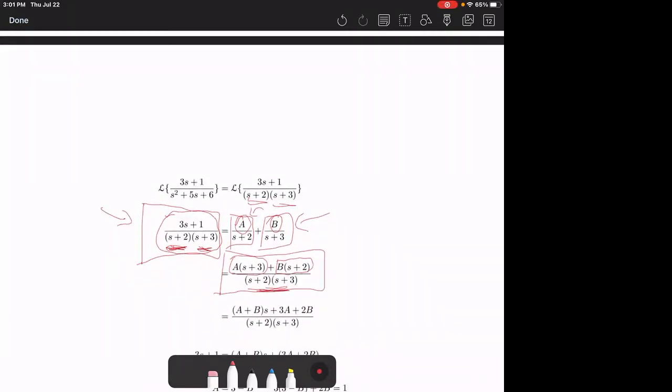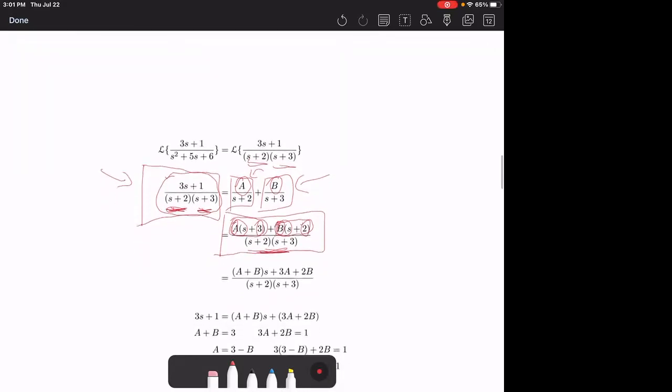So we get a plus b times s, that's as plus bs, plus 3 times a plus 2 times b in the numerator, and the denominator stays the same. And we're going to set that numerator equal to 3s plus 1, the numerator in the original statement. So we can now say, well, the things multiplied by s must be equal, so 3 must be equal to a plus b, and the constants must be equal. 1 must be equal to 3a plus 2b.